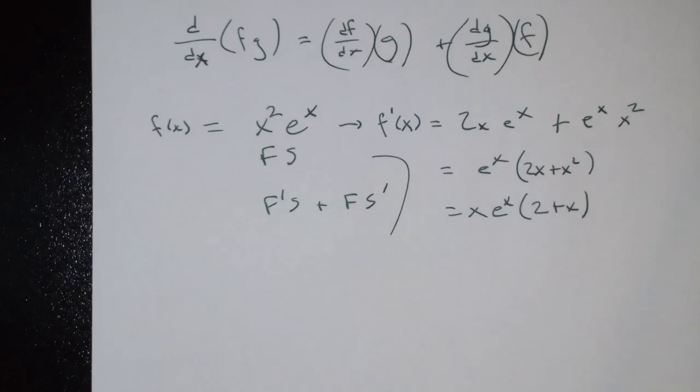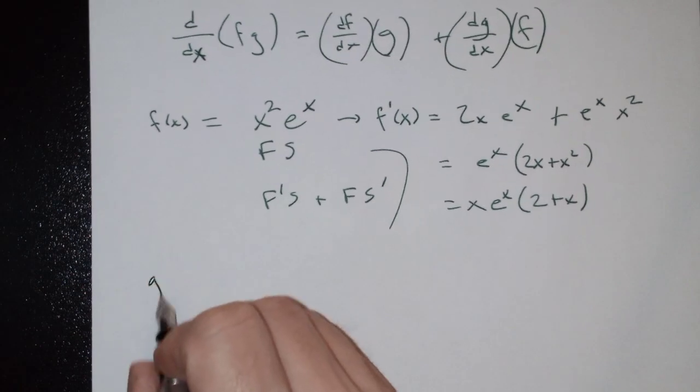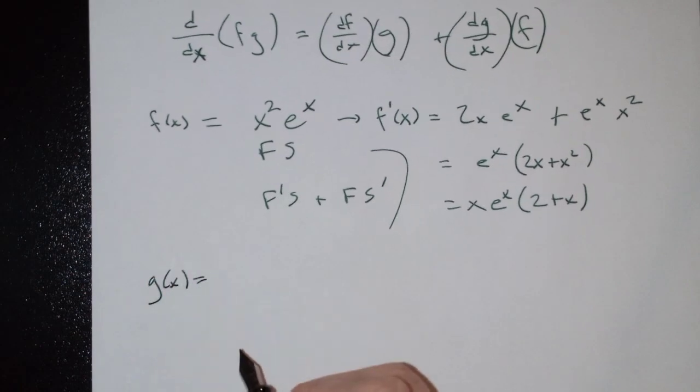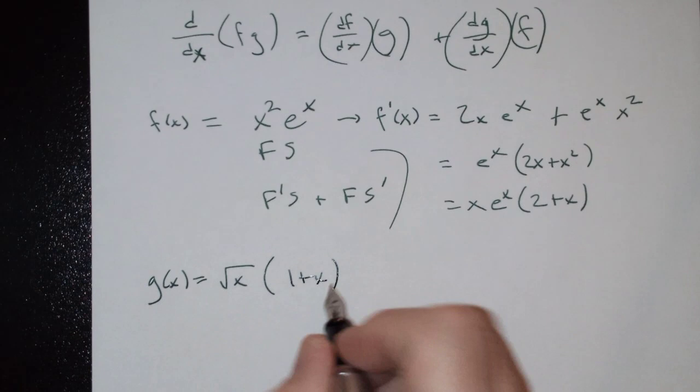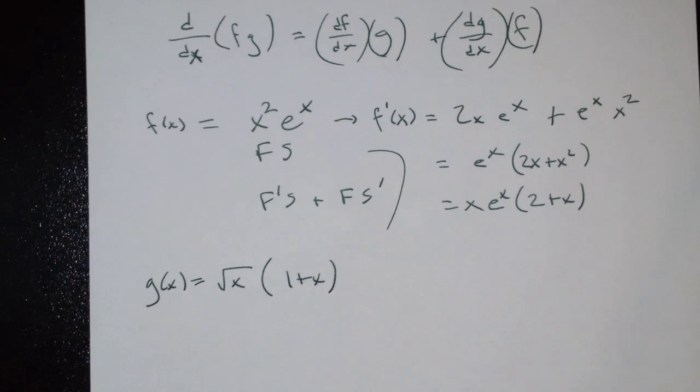More questions? Sometimes you have your choice. There are at least two different ways to do this problem. I could multiply out to start, or I could do the product rule. We're going to do them both.